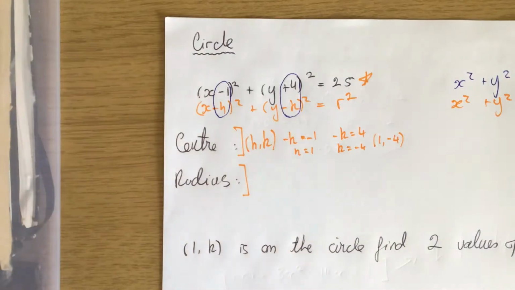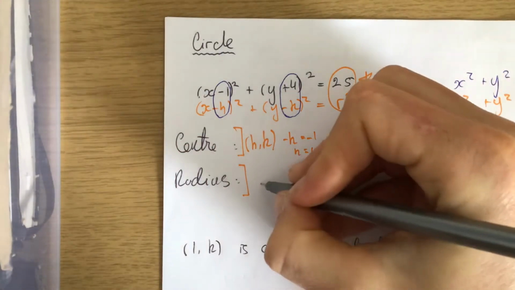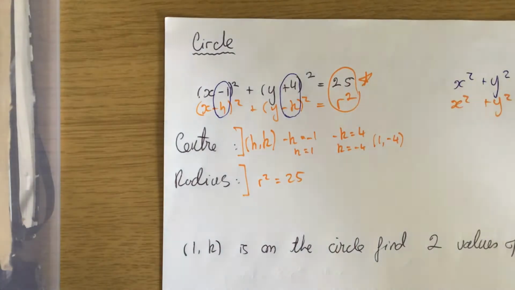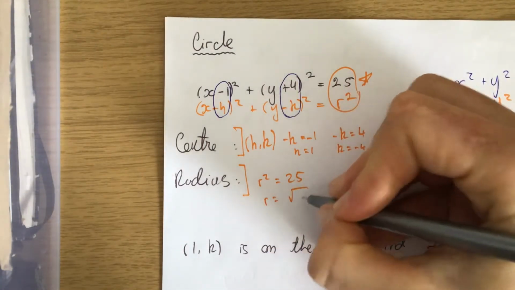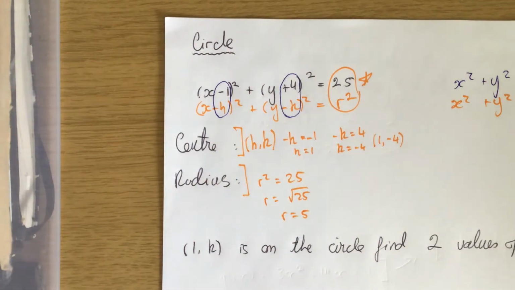Now your radius to this is actually quite easy as well, and it's the same as the other version. You just know that r squared equals 25. So you will say r squared equals 25. The opposite of a squared is the square root, so r equals square root 25, or equals 5. And that's all we'll have to do for that one.